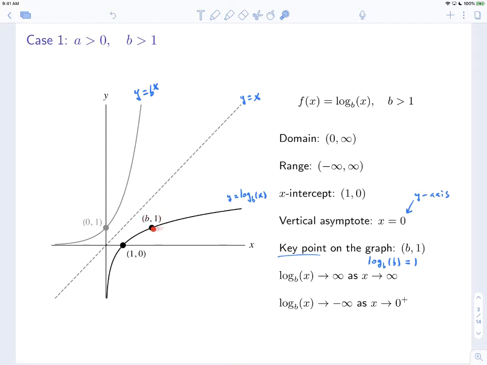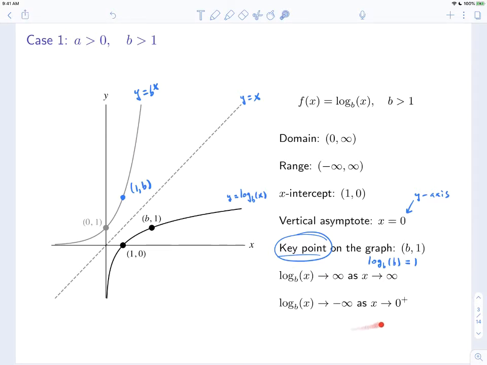This also corresponds to a point on the exponential curve. Namely, this corresponds to the point right about here, which is the point (1, b). Because in this case, if y is equal to b to the x, if x is 1, you just get b as a result. It's important when you're graphing to look for the key point because it will help you graph the curve.